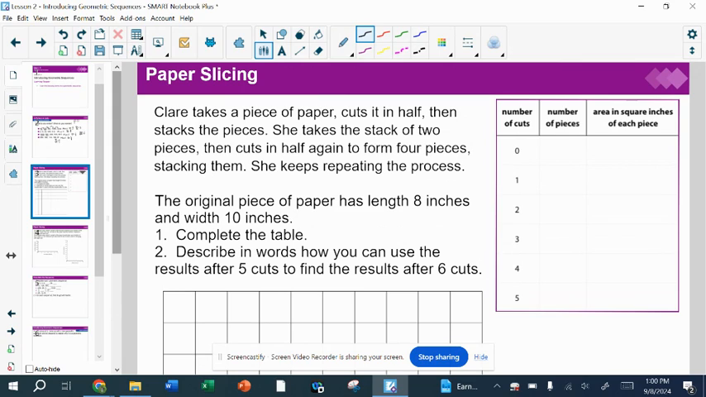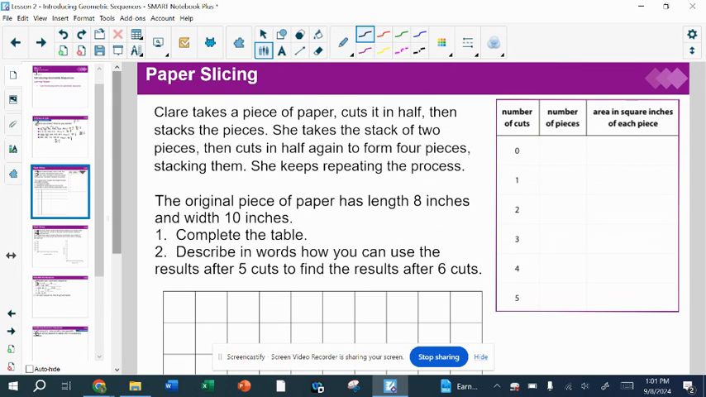So this says that Claire takes a piece of paper, cuts it in half, and then stacks the pieces, and she takes the stack of 2 pieces and cuts those in half again to form 4 pieces, and stacks those. She keeps repeating that process. The original paper has a length of 8 and a width of 10. Complete the table and describe in words how you can find the results after 5 and 6 cuts.